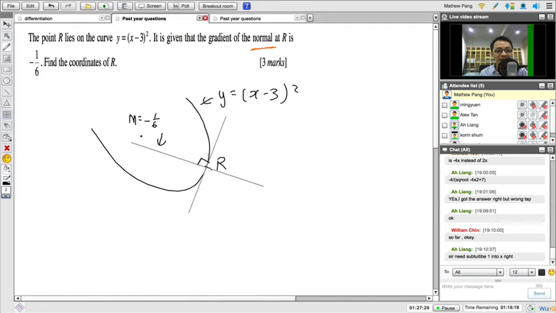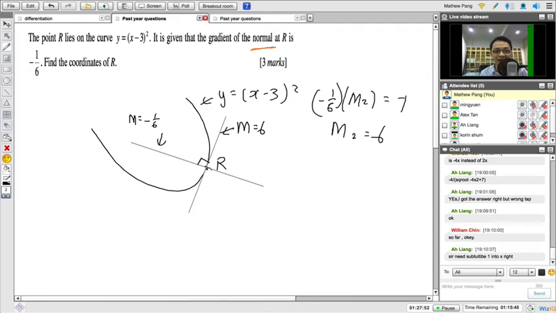Alright, so the gradient of normal will never be the same as the gradient of the curve, because we can only get the same gradient as the curve by using the gradient of tangent, which is this line. So I want to find the gradient of this one. I'm going to use negative 1 over 6 multiplied by m2 equals negative 1. So my m2 obviously is 6. So I know the gradient of tangent is 6.